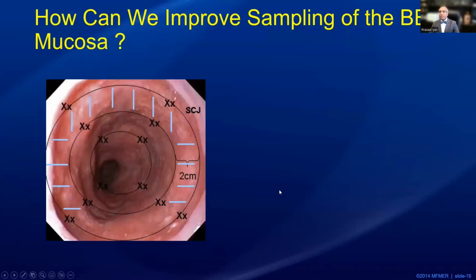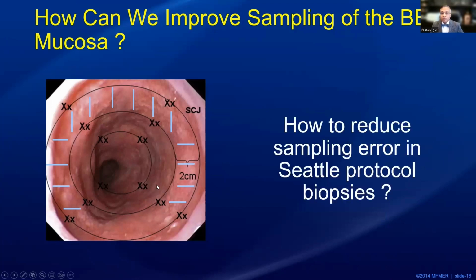So all of this leads us to the question of how we can improve the sampling of the Barrett's mucosa. This is a picture that I'm putting up. This is how you would take your 4-quadrant biopsies, and you can see there are large parts of the mucosa that I've highlighted with these blue bars, and I could have put more blue bars here, which are really not being sampled. So how can we reduce sampling error?